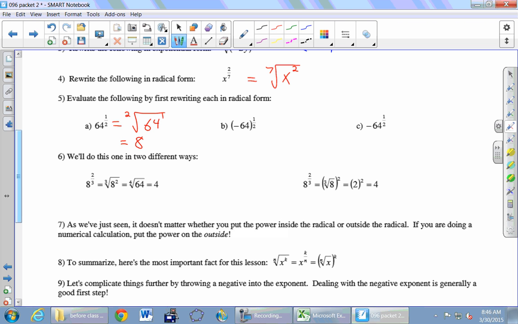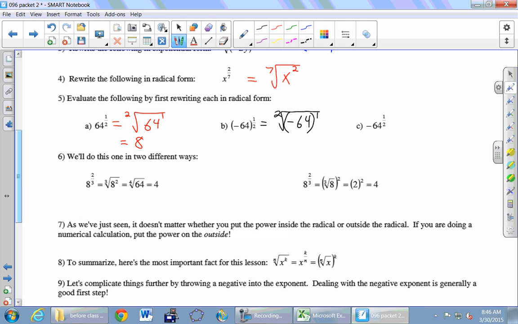Okay, part B is the same thing, but there's a negative in there. So let's try that one. So this is equal to negative 64 here. Again, where does the 2 go? In the front, and the 1 is the power. So this problem is asking for the square root of negative 64. What do we think about that?